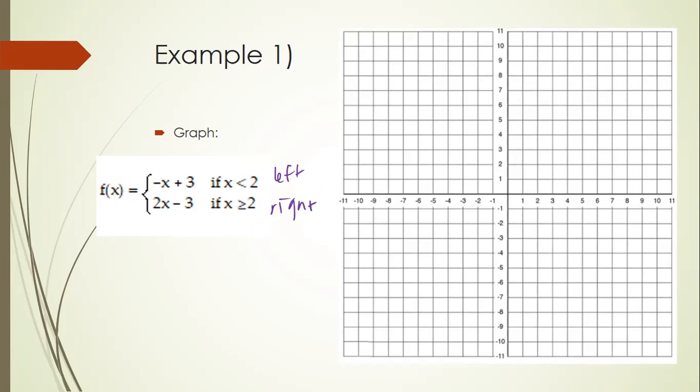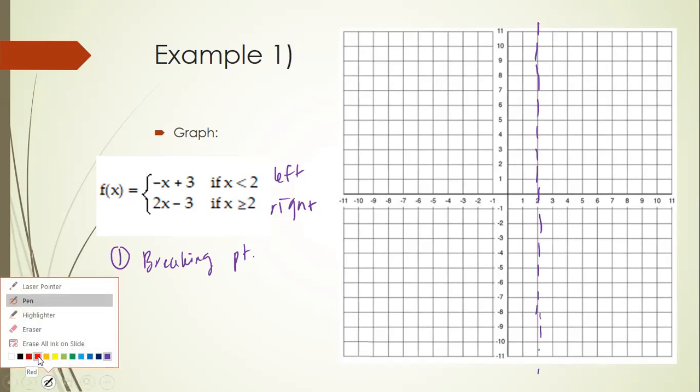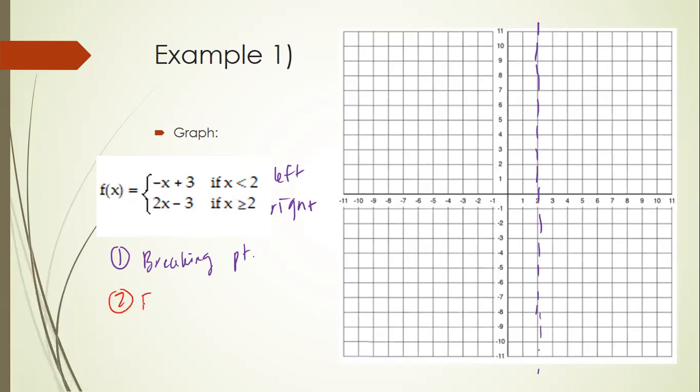Okay? So just like before, we're still going to identify our breaking point, our boundary. So our breaking point here is where? It's at 2, right? So 2 is our breaking point. At 2, I'm going to go one way to the left and one way to the right. After you identify your breaking point, then you're going to evaluate. After you evaluate, all you're going to do is complete the graph in the right direction. Okay?